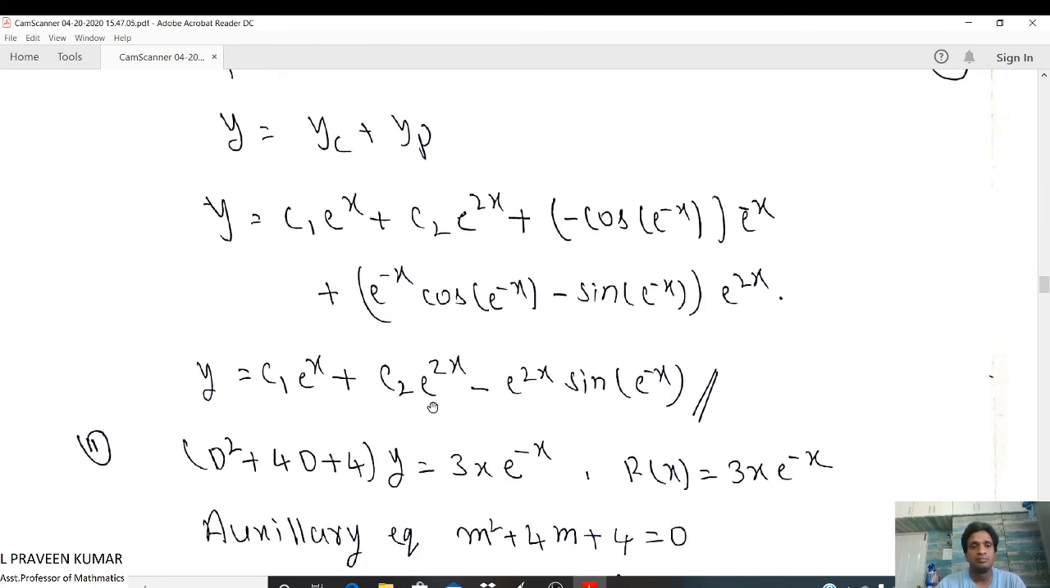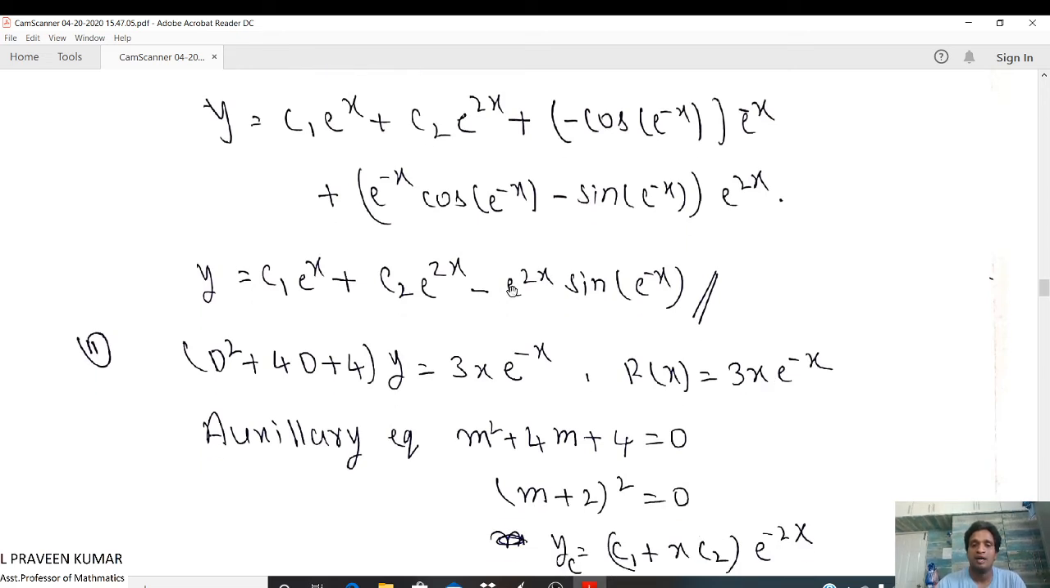Then y is equal to yc plus yp. Yc we have substituted here: c1 e^x plus c2 e^(2x), plus yp, that is a into u(x) plus b into v(x). We can simplify also. If you simplify, one term will cancel: minus cos(e^(-x)) e^(-x) and plus e^(-x) cos(e^(-x)). These terms get cancelled. Finally, we got e^(-2x) sin(e^(-x)).